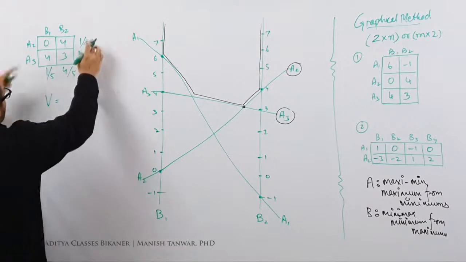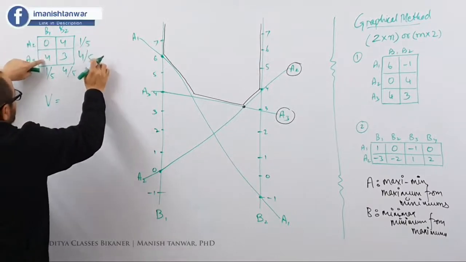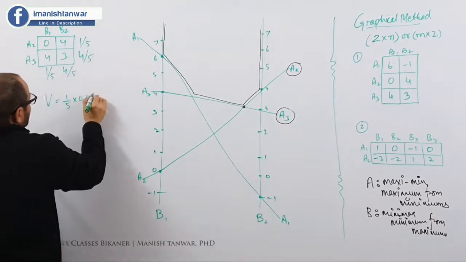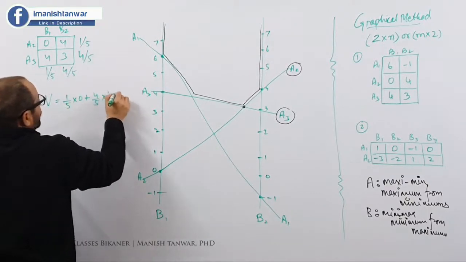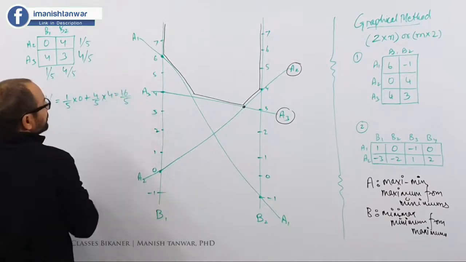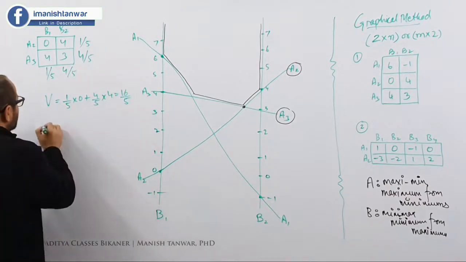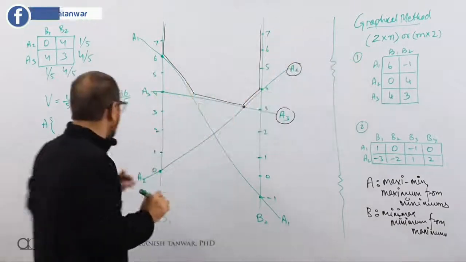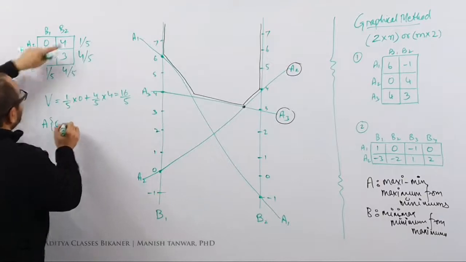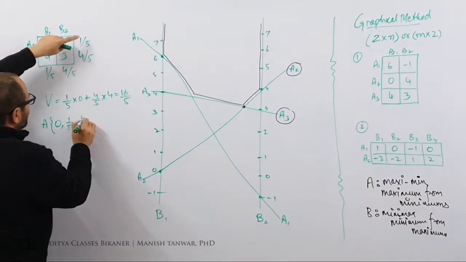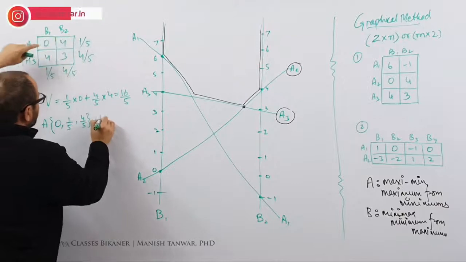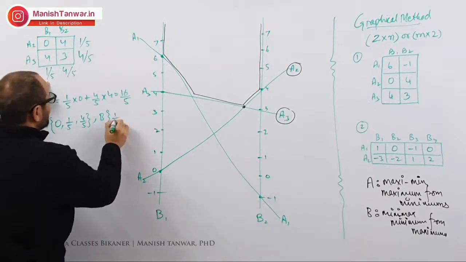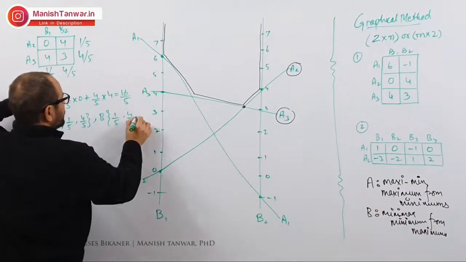So, value of game would be, let us take this combination, 1 by 5 multiplied by 0 plus 4 by 5 multiplied by 4, giving me 16 by 5. With strategy for A, A2, A3 is here, A1 is out. So, A1 is out, A2, A3 strategy is 1 by 5 and 4 by 5. Strategy for B is, there are only two B's, B1 and B2, so there will be 1 by 5 and 4 by 5, no zeros.